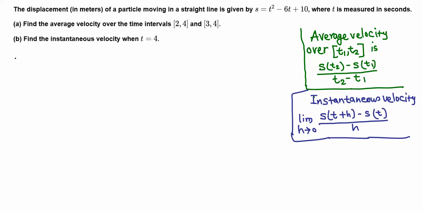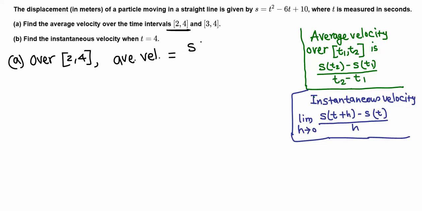So in part A, let's answer this. Over the time interval 2, 4, the average velocity is given by this formula. So displacement at 4, s4 minus s2, divided by 4 minus 2, which is, evaluate this displacement.